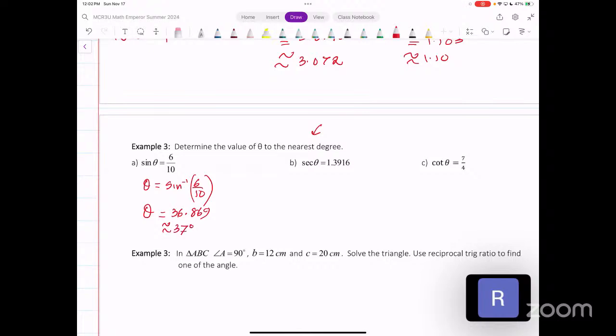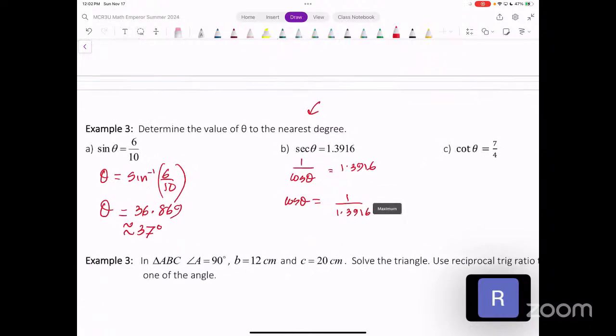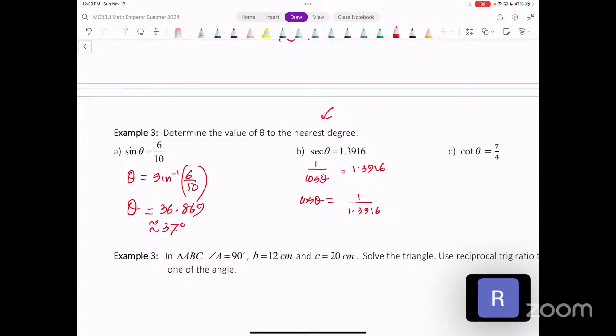Make sense? How do we work with secant theta? Because you can't really find the inverse of secant. There's no button on the calculator. But what we know is secant is 1 over cos, isn't it? Are you following that? Therefore, cos is, you need to flip it, 1 over 1.5. Make sense? Because secant is 1 over cos, cos must be flipped. Therefore, theta must be what? Cos inverse of that ratio, isn't it? Make sense?